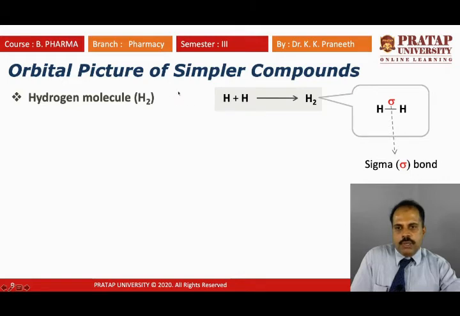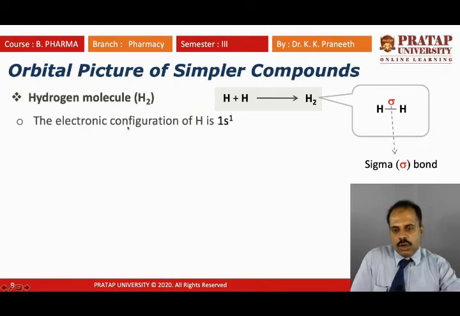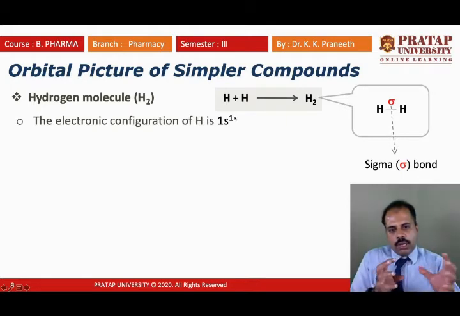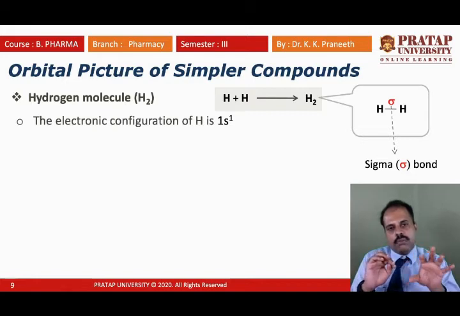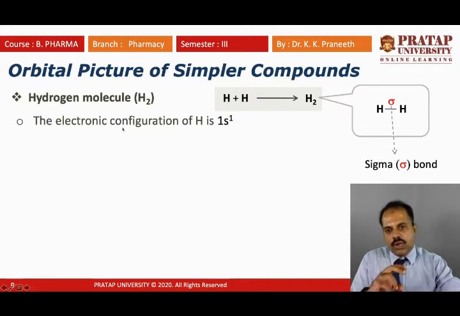Let's see the orbital picture of the simplest molecule, the hydrogen molecule. For this, we need to understand the electronic configuration of hydrogen. Before going to the orbital picture, first we need to understand the electronic configuration, which is how the electron is arranged in the atom.